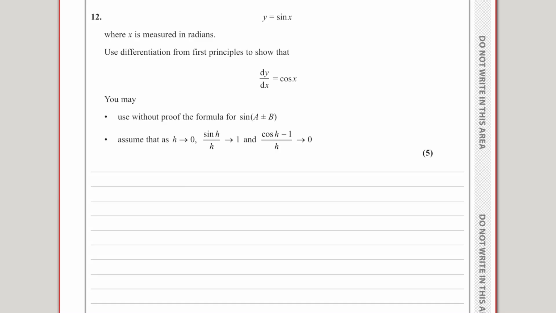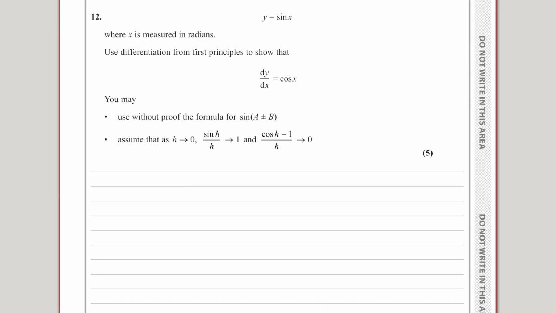Question 12. y equals sine x, where x is measured in radians. Use differentiation from first principles to show that dy/dx equals cos x, and we may use, without proof, the formula for sine of a plus or minus b, and assume that as h approaches 0, sine h over h goes to 1, and cos h minus 1 over h goes to 0.